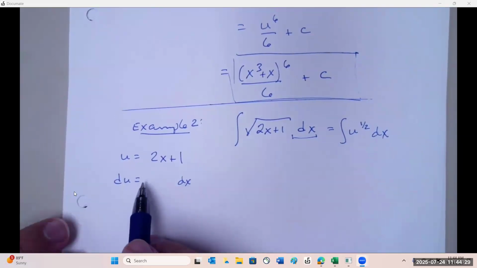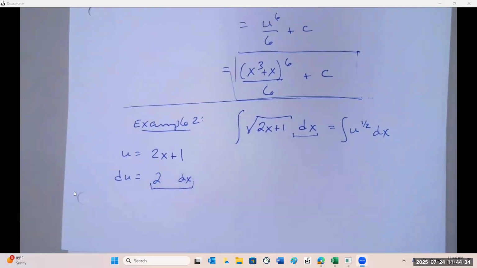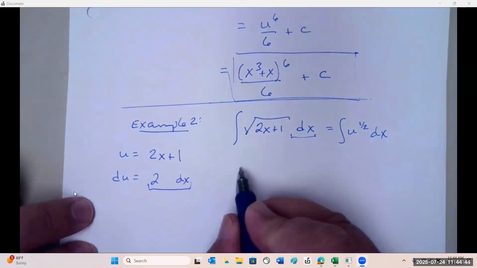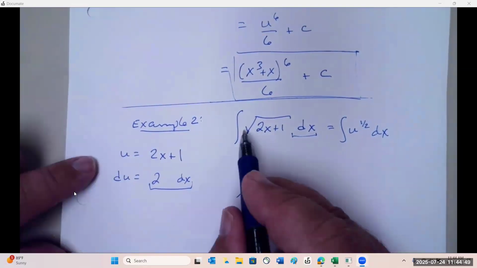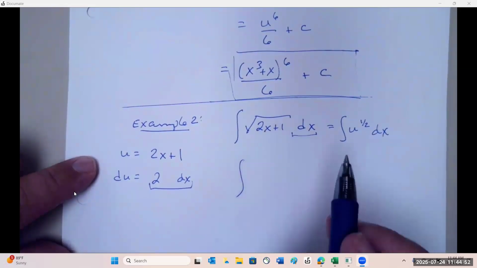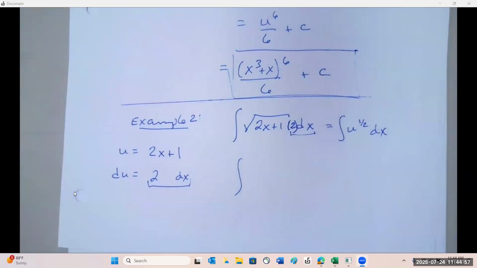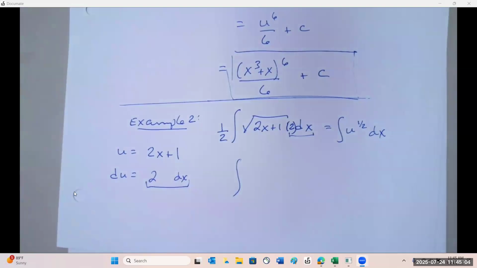So what is my du? 2 dx. But there seems to be a problem. What's missing in our equation here? We're missing a 2. We have the square root of 2x minus 1, but for our du, we're missing the 2. So we can put it in there. But whatever we put in there, we have to divide by it out in front.